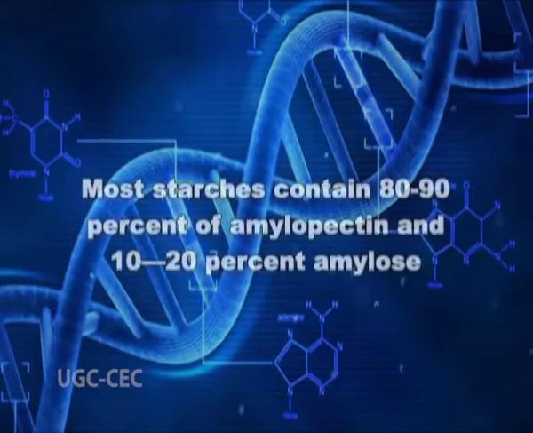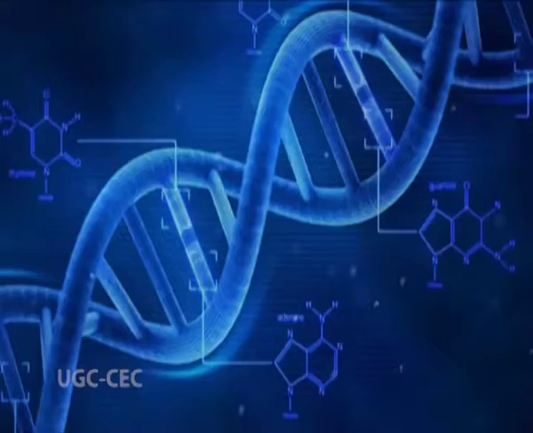Most starches contain 80 to 90% amylopectin and 10 to 20% amylose. Amylose and amylopectin can be separated by taking advantage of the difference in solubility in water. Both amylose and amylopectin are polymers of glucose, and upon hydrolysis with acid they give D-glucose as the product.